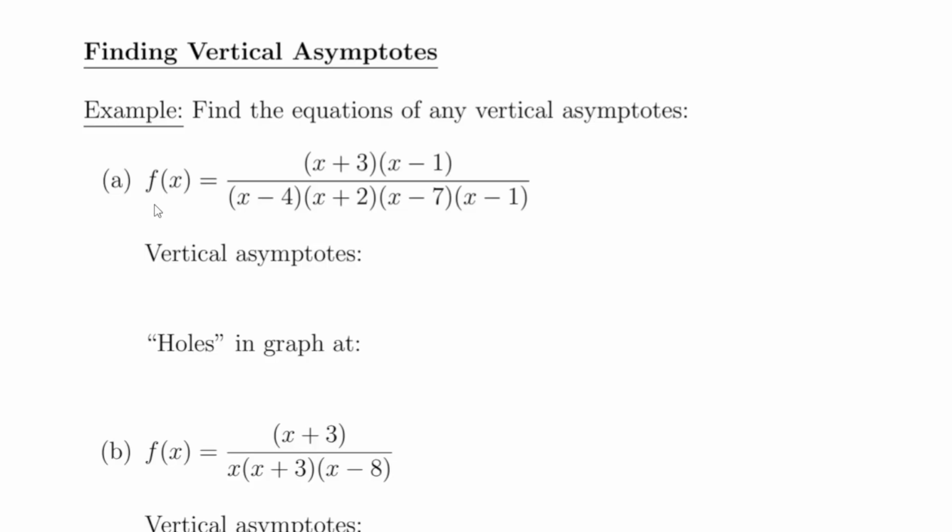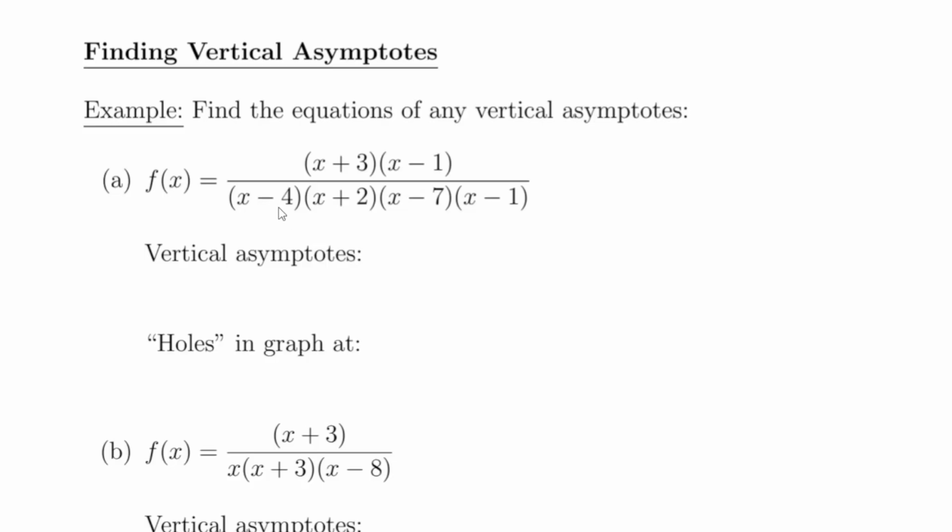So let's look at this first example. f of x equals (x plus 3)(x minus 1) over all this right here. What are the vertical asymptotes? Well, any number that makes the denominator be 0 is going to be a place where the function is undefined. Now, it could be undefined for one of two reasons. It could either be a vertical asymptote at that value, or there could be a hole in the graph. And how do you tell?